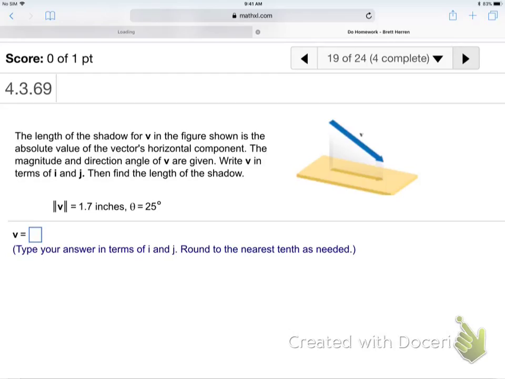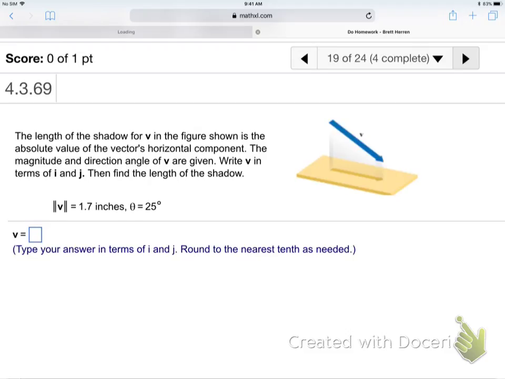Let's see, okay. Length of the shadow. The length of the shadow for V in the figure shown is the absolute value of the vector's horizontal component. The magnitude and direction angle of V are given. Write V in terms of I and J, then find the length of the shadow. Okay. So, it's a little weird.